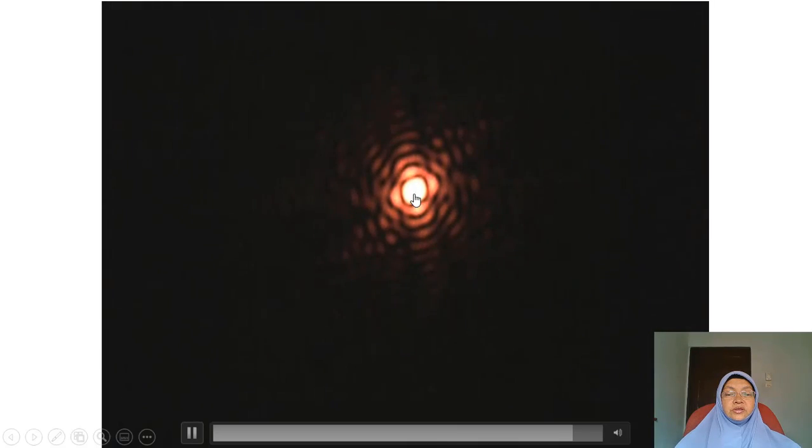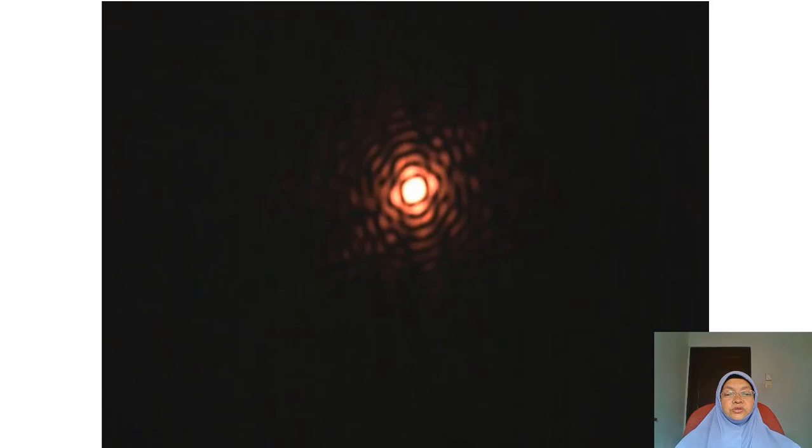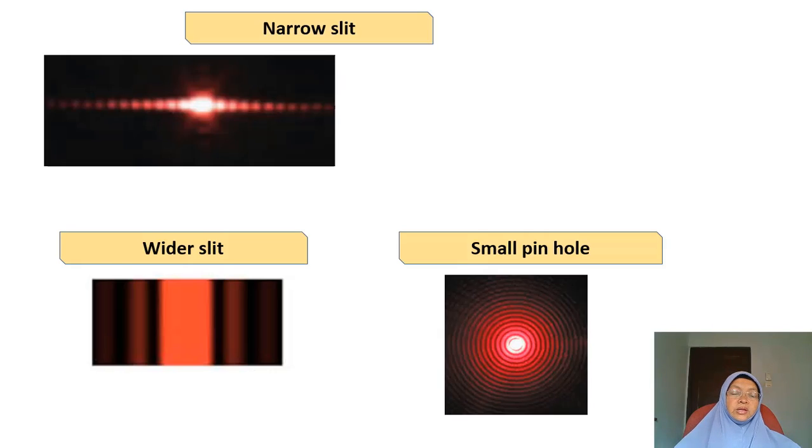Yeah, this is the diffracted light wave. So beautiful, right? Okay, now let's conclude what we can see just now. So this is a narrow slit. We have a bright light in the middle, and we have straight bright alternating with dark, bright and dark alternately. But in the middle it is very bright.